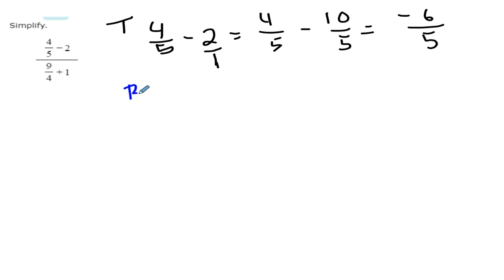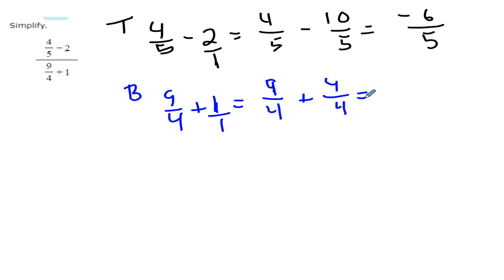And now let's look at the bottom. So I have 9/4 plus 1. So my common denominator is going to be 4. So 4 times 1 is 4, so 9 times 1 is 9. Then 1 times 4 is 4, so 1 times 4 is 4. I'm going to add those, so it's 13 over 4.